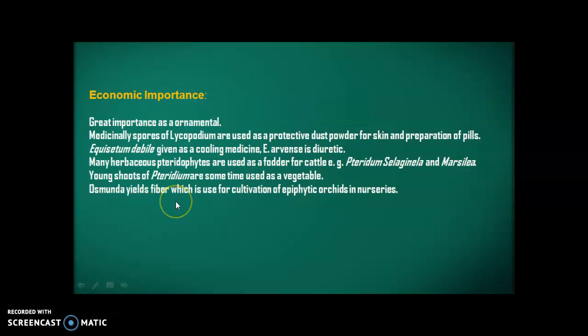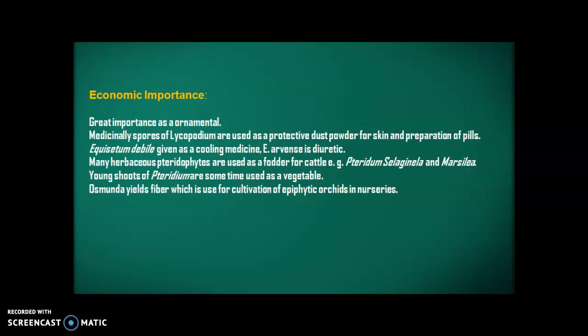Now we'll see the economic importance. The pteridophytes, because of their beautiful look, have great ornamental importance for interior decoration, for planting in the garden, in the houses, in pots. Most of the herbaceous pteridophytes are used in large quantity. Medicinally also they are important. The spores of Lycopodium are used as a protective dust powder for skin. Also pills are prepared.